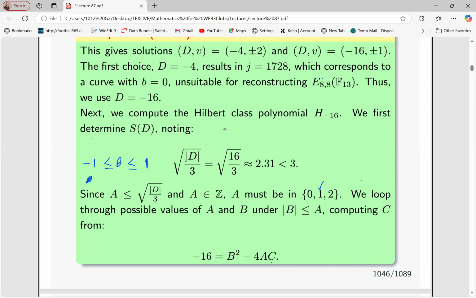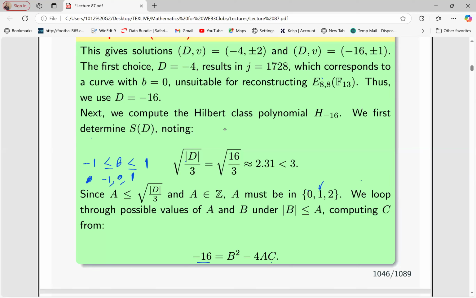So B is likely to be negative 1, it's likely to be 0, it's likely to be 1. It's likely any of these three. Now let us see whether any of them will work. If any of them works such that we can get C, then we take A to be 1, and we take B to be that value that has worked.